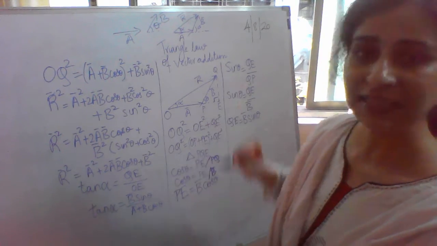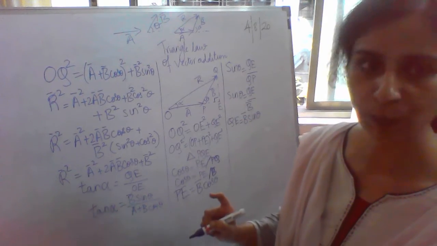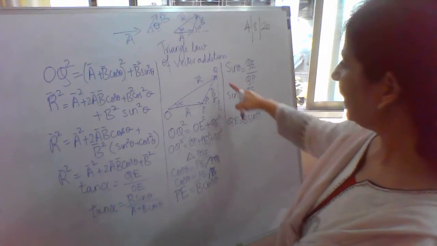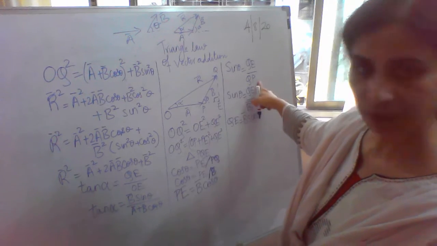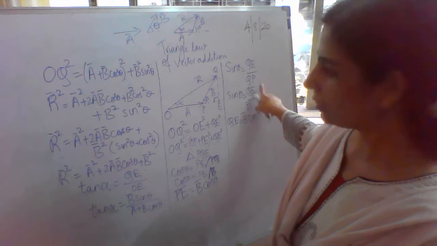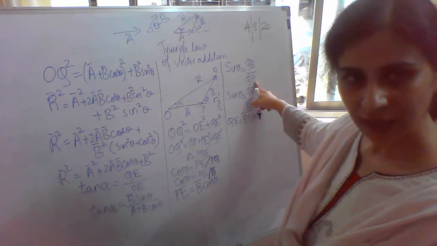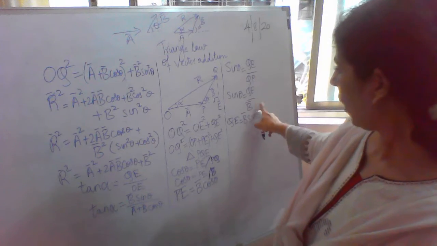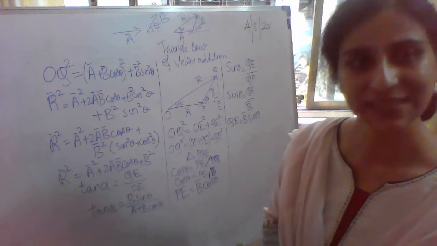Now let me take sin theta. What is sin theta in the same triangle, QPE? Opposite side QE divided by PQ. Now QE, we don't know, we are finding it out. And QP is vector B. So again I cross multiply and I get QE as B sin theta.